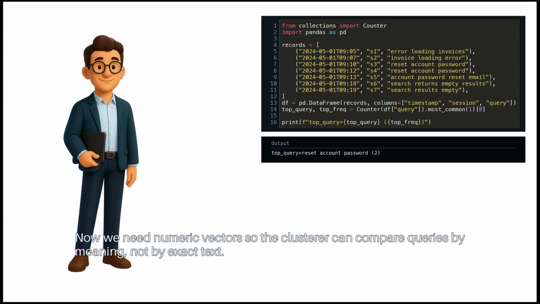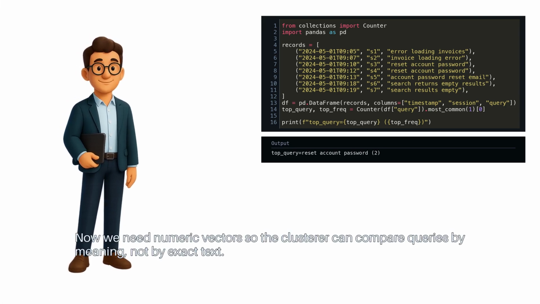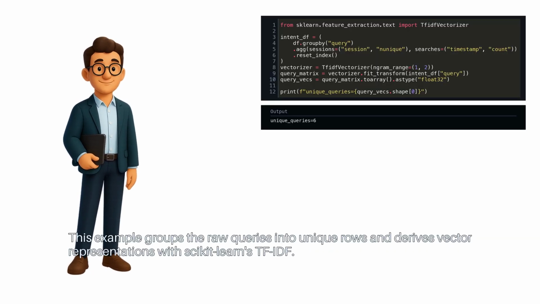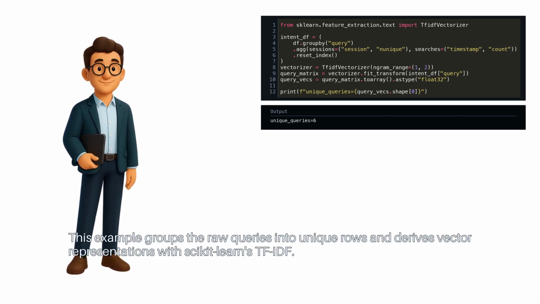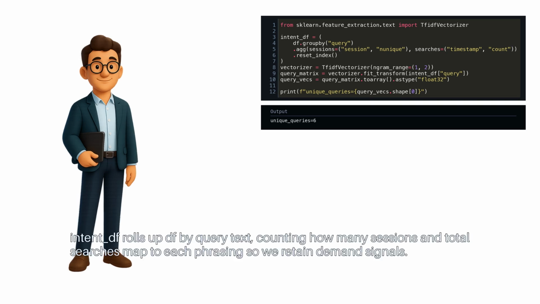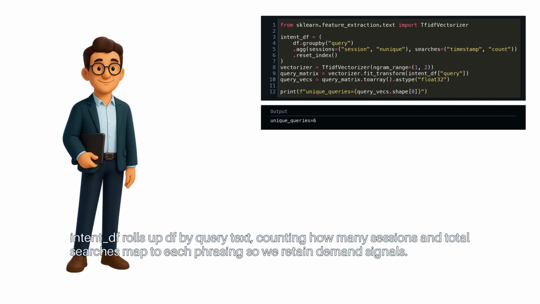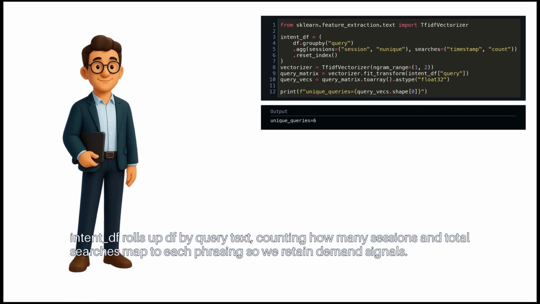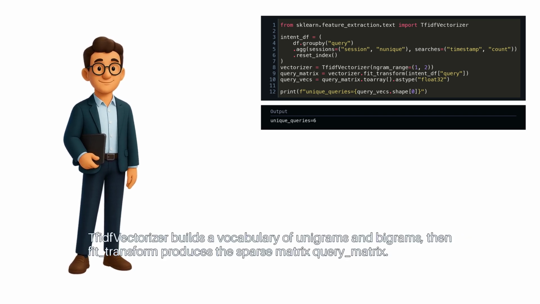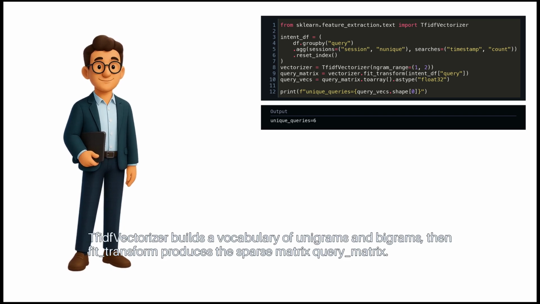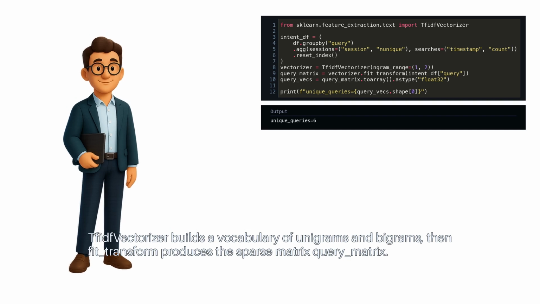Now we need numeric vectors so the clusterer can compare queries by meaning, not by exact text. This example groups the raw queries into unique rows and derives vector representations with scikit-learn's TF-IDF. intent_df rolls up df by query text, counting how many sessions and total searches map to each phrasing so we retain demand signals. TfidfVectorizer builds a vocabulary of unigrams and bigrams. Then fit_transform produces the sparse matrix query_matrix.